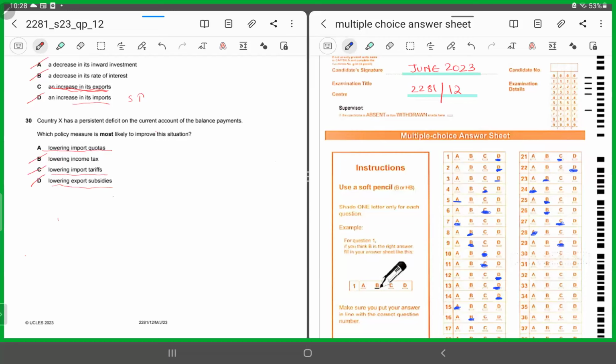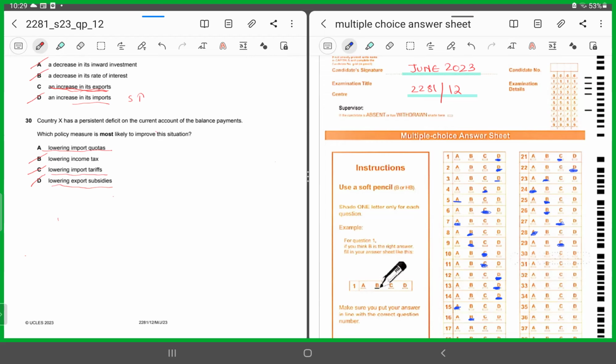Now, A. Students say, we don't understand how lowering import quotas could help. Although B, C, and D you've eliminated by logic, the term is confusing. Lowering import quotas means that you are reducing a quota. What does it mean? It means that fewer goods or services will be allowed into the country. This would decrease the expenditure on imports and reduce the BOP deficit. Now you get the point?